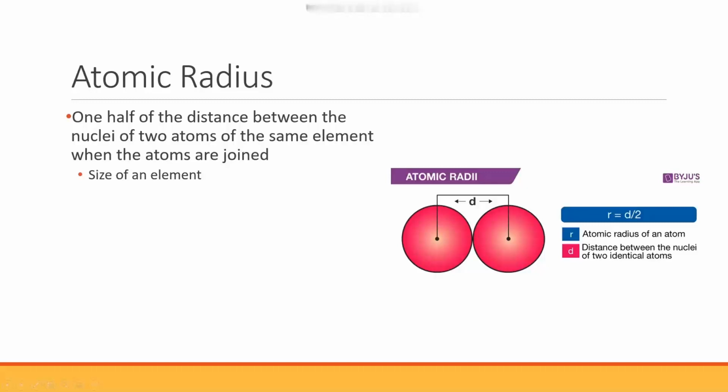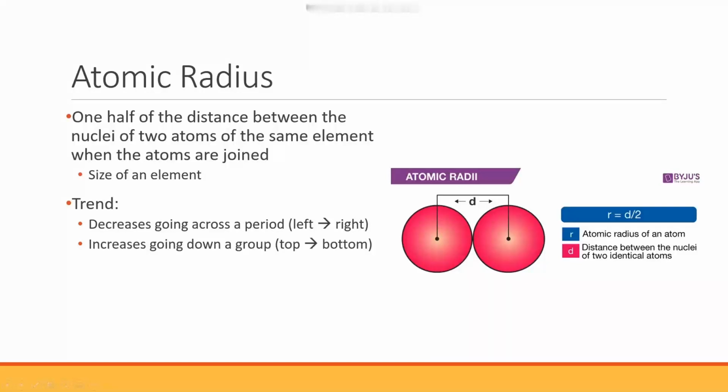Now, the nice thing is you can get a qualitative assessment of the atomic radius just by simply looking at positions on the periodic table. There are two trends that go along with it. Atomic radius decreases going from left to right, and it increases going down a group.